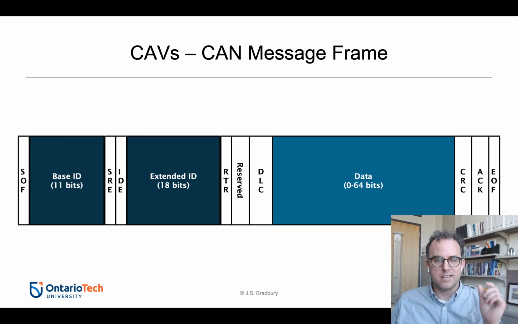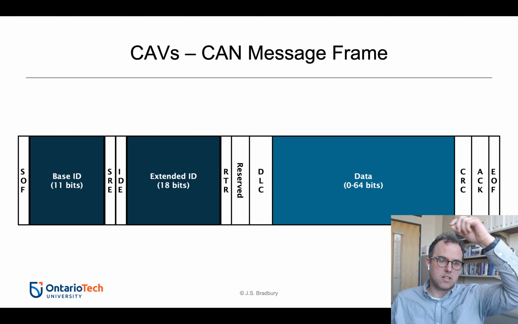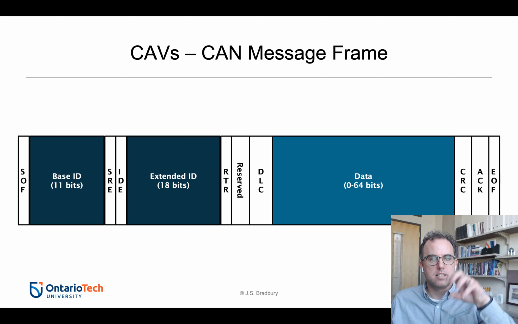It might be that they encode a value here that you then have to plug into a formula to get the actual value you want. So they're all encoded in here. So signals are encoded in data. Data corresponds to the base ID. Base IDs are prioritized, with the lowest base ID having the highest priority.